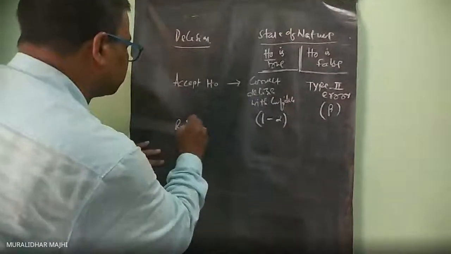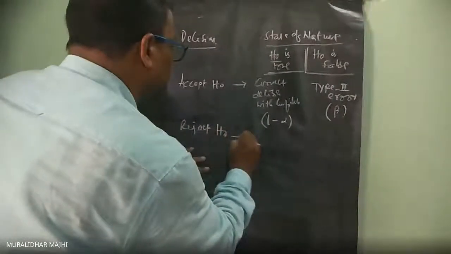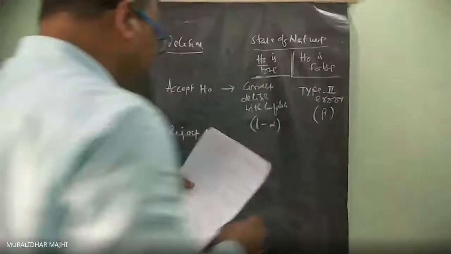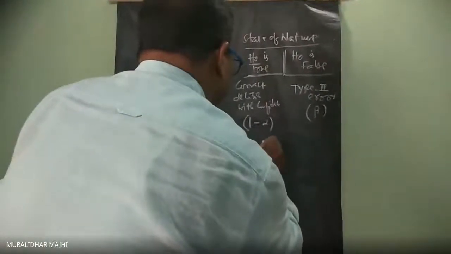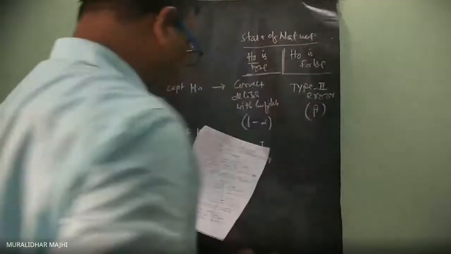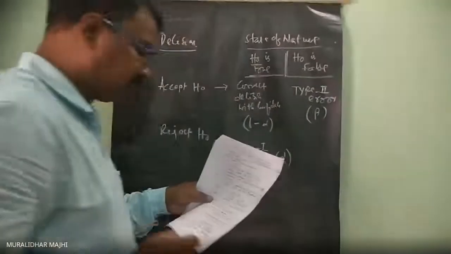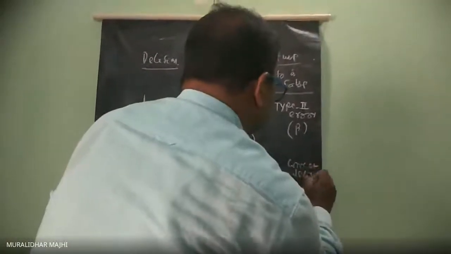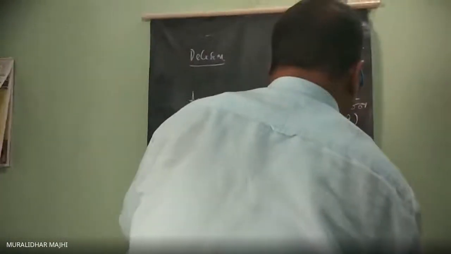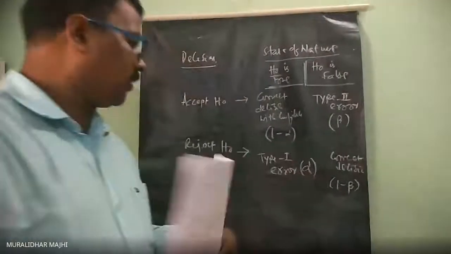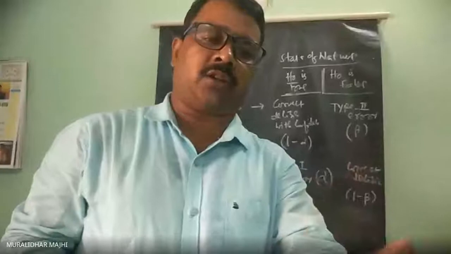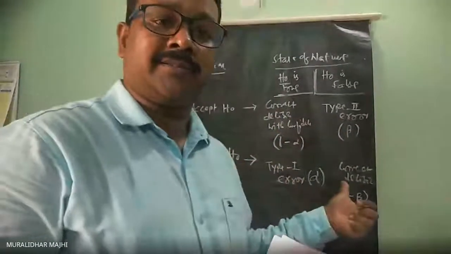Okay. Here I can write down reject H0. When H0 is true, this is an error, so I can write down type 1 error. This is your alpha. Reject H0 when H0 is false: it is a correct decision, so I can write down 1 minus beta. Got this point or not, dear students? Please answer through text or through thumb impression.